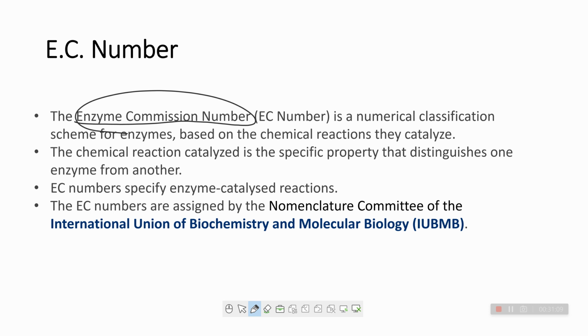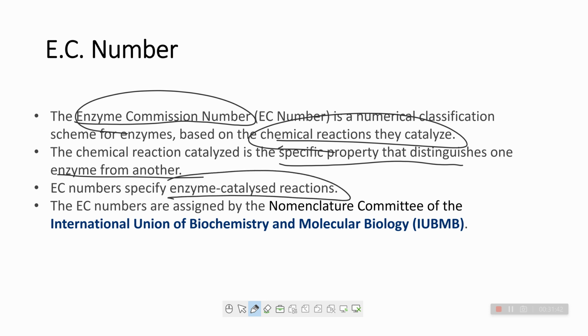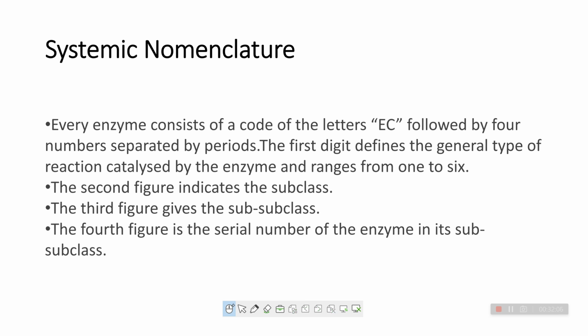The EC number is a numerical classification scheme of enzymes based on the chemical reaction they catalyze. The EC number classifies the enzyme according to the chemical reaction catalyzed by the enzyme. Clear? The chemical reaction catalyzed is the specific property that distinguishes one enzyme from another. EC numbers are assigned by the nomenclature committee of the IUBMB, the International Union of Biochemistry and Molecular Biology. According to the EC number, all enzymes are classified.